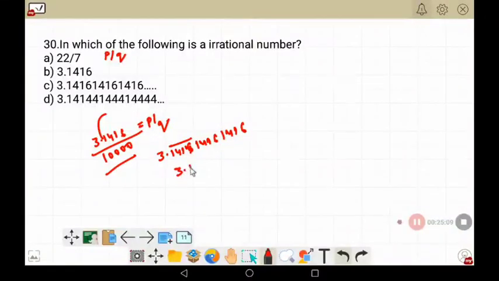That is 3.1416 bar. So students, you can assume it as x and multiply it by 10,000 and get it changed into P upon Q. The next number is 3.141441444144. This is non-terminating, as you know, and non-repeating too. So this is the irrational number.